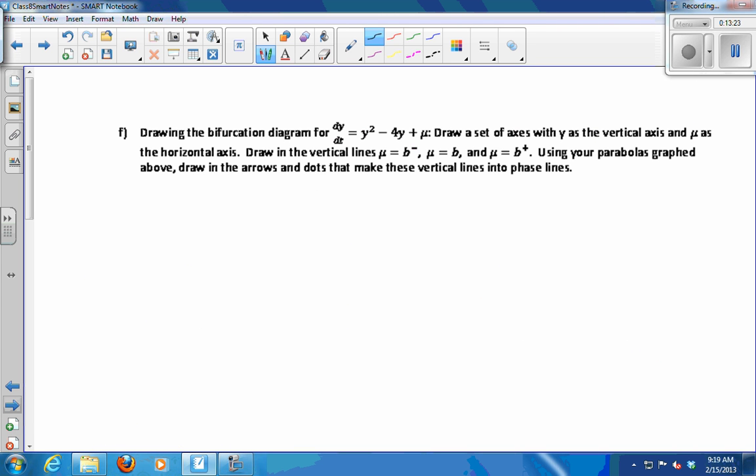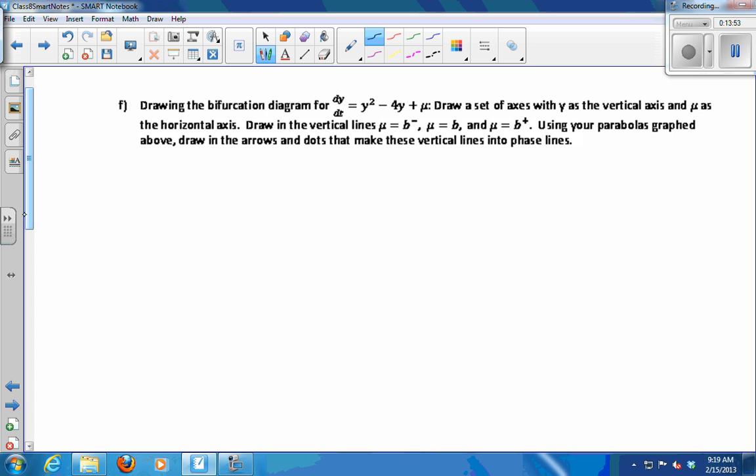Okay, so what I want to do is draw a bifurcation diagram, which is just a bunch of phase lines. Last class we learned how to draw a phase line for a single differential equation. We have a family of differential equations here now. I want to draw a phase line for several members of the family, in fact, the members that I just graphed. I want to draw a phase line for each one.